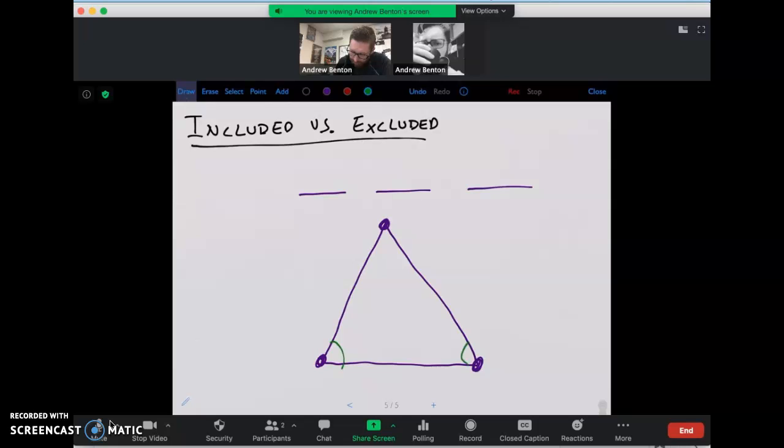Let's do another one. So now the side is excluded because it's not touching either angle. So it's going to be side, angle, angle, or angle, angle, side.